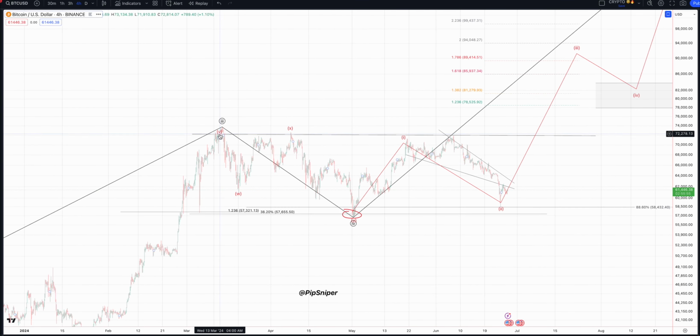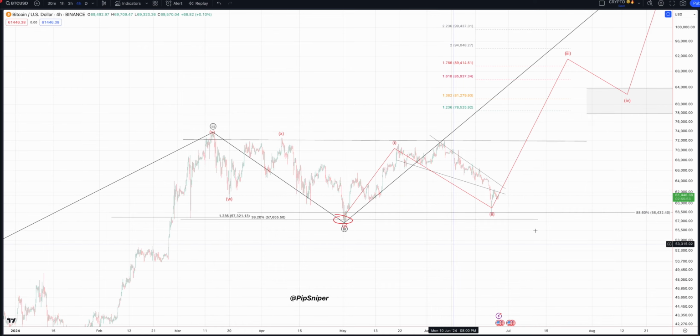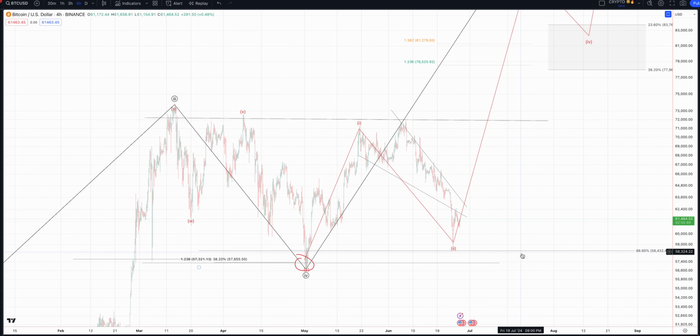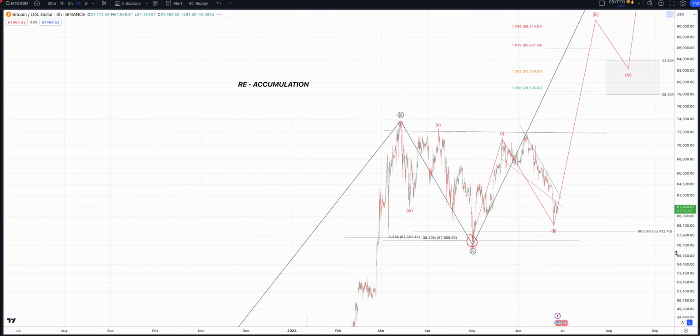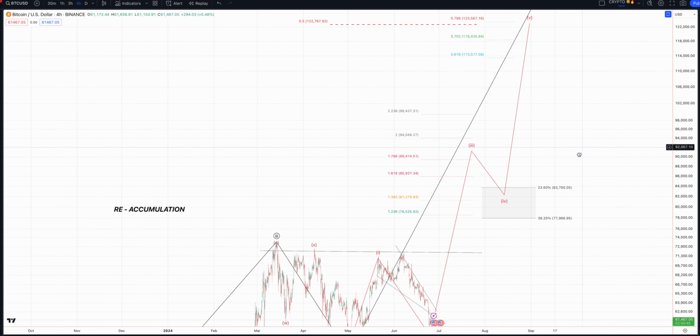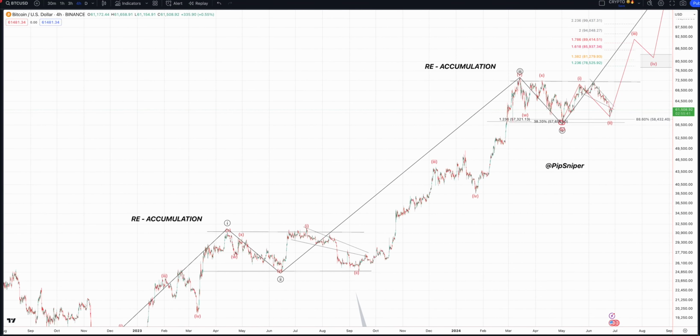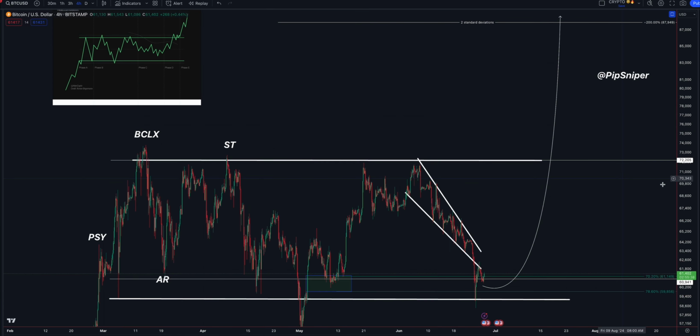Remember, this WXY correction is done, and then this over here is just a very deep wave 2 down to the 88.6% fib before we have a wave 3, 4, and 5 to the upside. Now, we can see over here that this is Wyckoff reaccumulation.